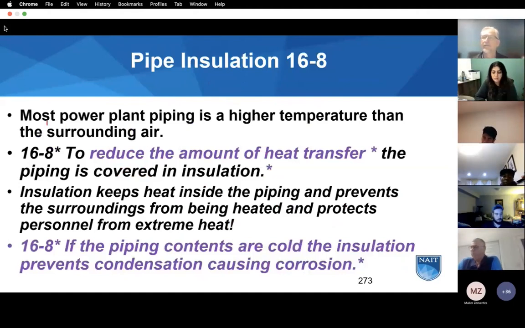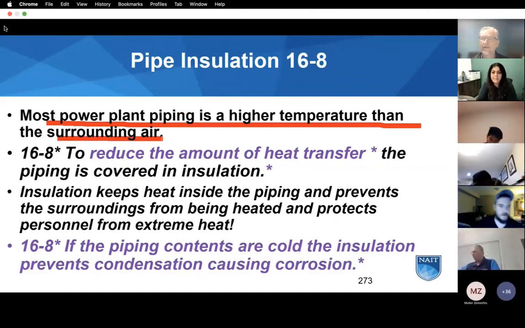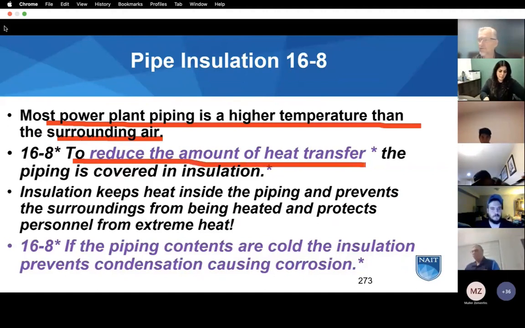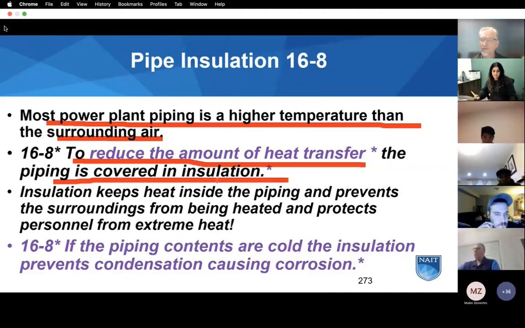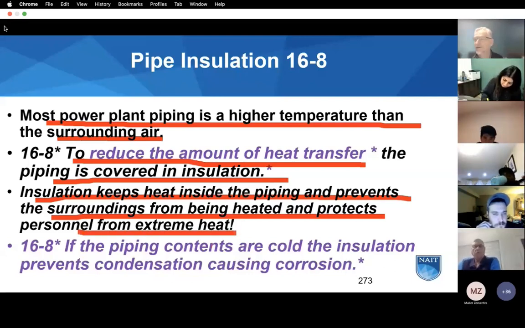Insulation. Most piping is hot, higher temperature than the surrounding air. To reduce loss of heat or heat transfer from the piping, we're going to usually cover it up in insulation. If we insulate, it keeps the heat inside the piping, prevents surroundings from being heated, and if you're an operator in the plant, you'll appreciate the heat being kept inside the insulation.